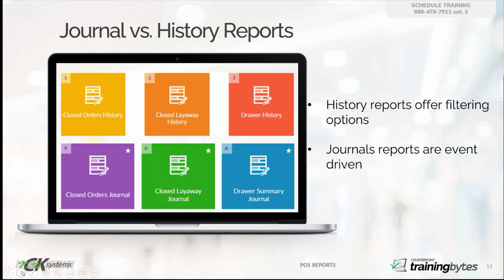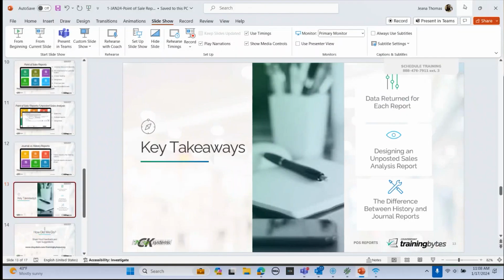Here's the difference. A history report will offer you filtering options, like for dates, customers. Journals do not. Journals are what we call event driven. If you ever watch posting of anything, post your purchasing, post your receiving, post your sales, at the end, Counterpoint says, oh, this is event number 1-11111. So that's what journals look at. They look at those events. All right, let's go ahead and get into the software and take a look.